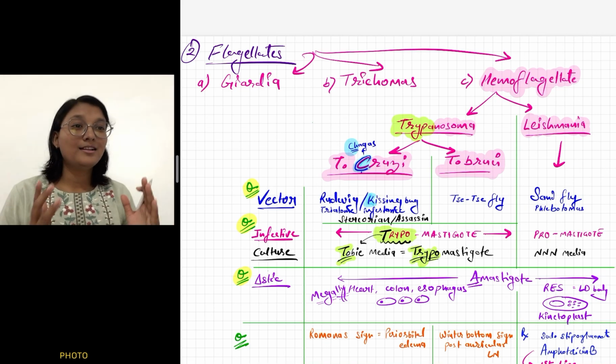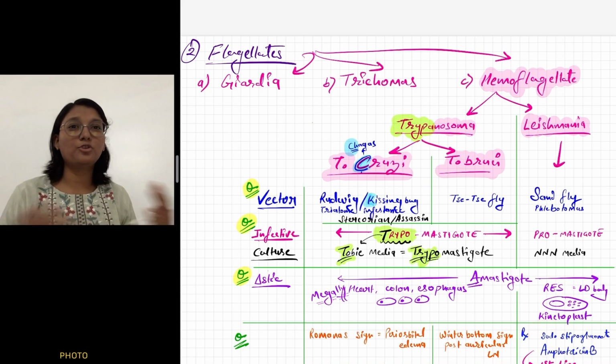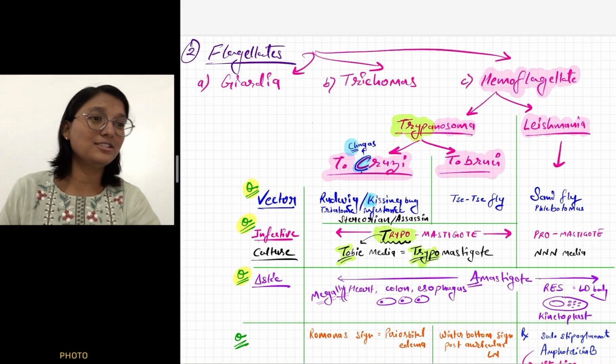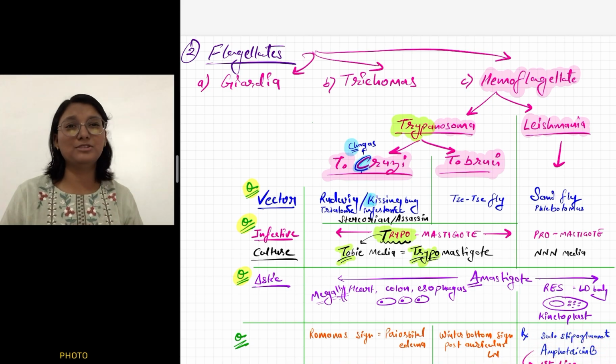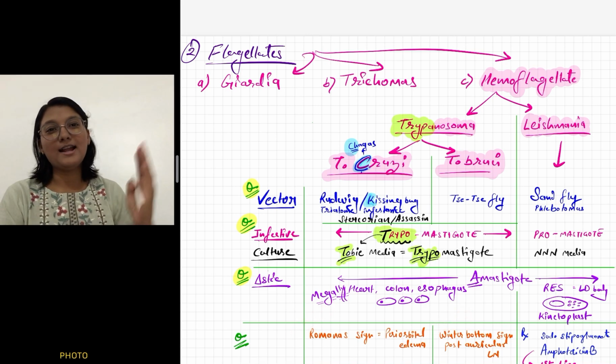Okay, the last thing they asked about is the treatment, so we study sodium stibogluconate and amphotericin B, but they asked what are the first line drugs. The first line is always amphotericin B and not sodium stibogluconate. Okay, few points like Romana's sign and Winterbottom sign I have also written there.